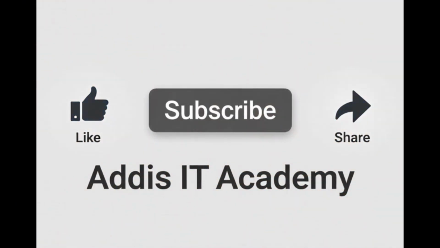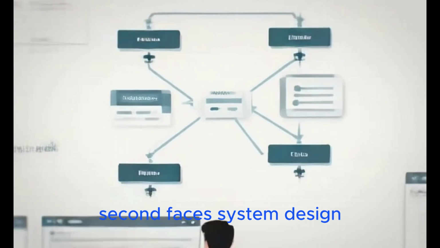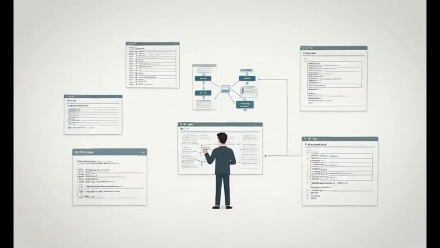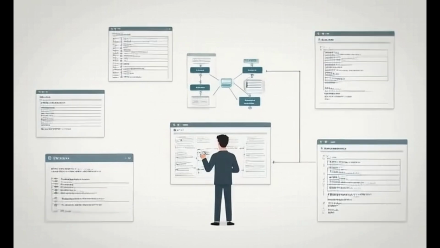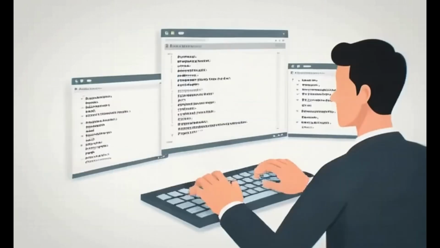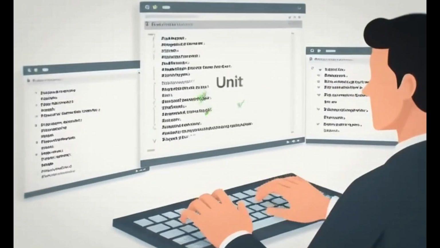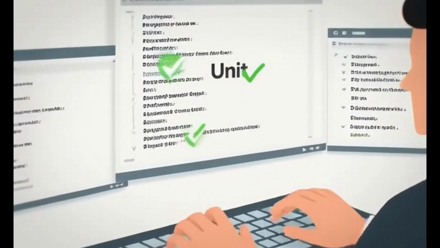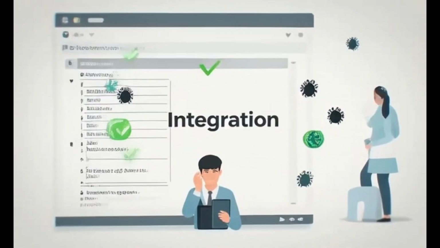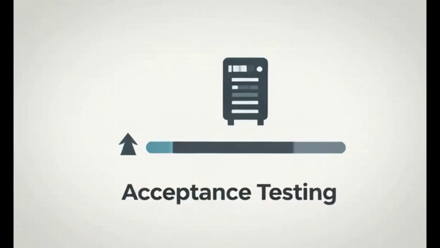The second phase is system design, where the system structure is planned. This phase defines architecture, database design, and user interfaces. Developers convert the design into a working software system. The next phase is testing, where errors and bugs are identified. Testing ensures the software meets requirements and performs correctly.